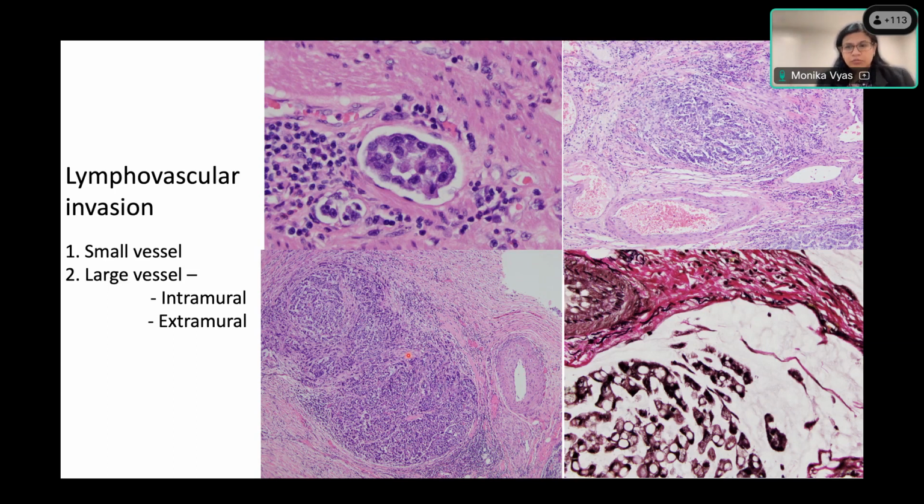Intramural also. There is another request. Please repeat from the large vessel invasion point. They want you to repeat the large vessel invasion point.